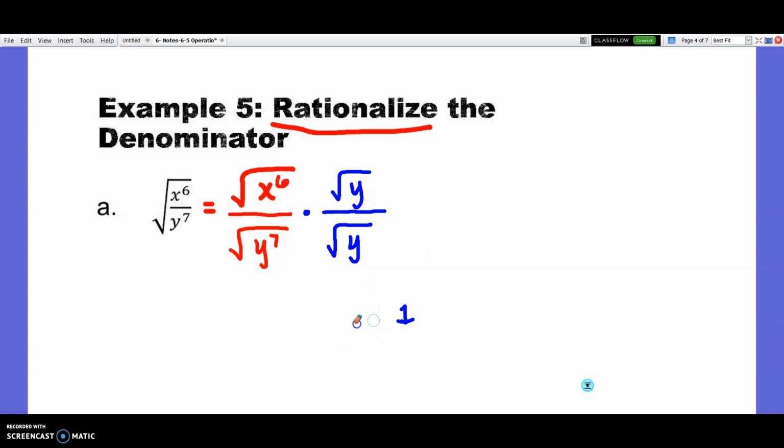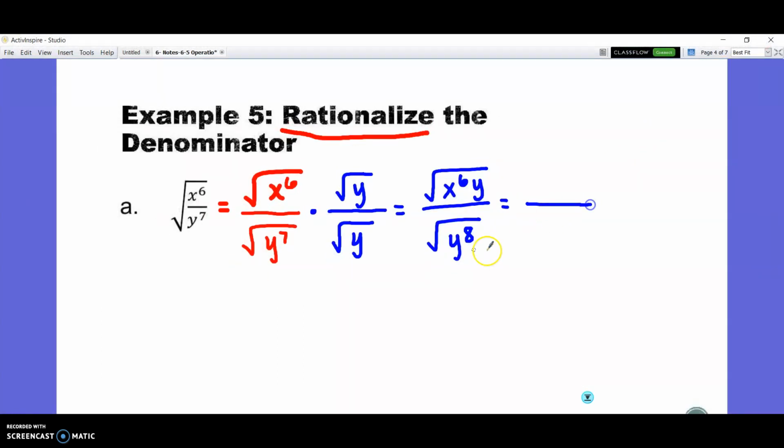But doing that will help me get, instead of 7 y's in the denominator, a total of 8 y's in the denominator. When we multiply y to the 7th times y, we get y to the 8th. And now I have enough to make another whole group. In the top, I would have x to the 6th times y. The top doesn't matter if it doesn't have enough groups, but the bottom, since I can't have a radical in the denominator, the bottom is important.